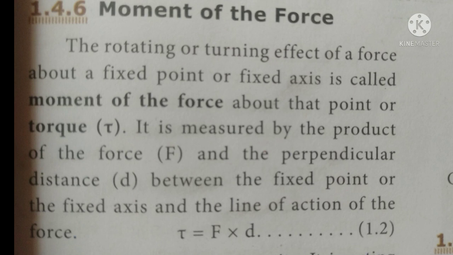So you already learned two definitions: what is the rotating effect of a force, what is the axis of rotation and what is the point of rotation. Along with that you have to learn the moment of force. What is moment of force and give its unit. Mark this answer: the rotating or turning effect of a force about a fixed point or fixed axis is called the moment of the force about that point, or torque. It can be represented by the symbol tau. So tau is equal to force into distance.